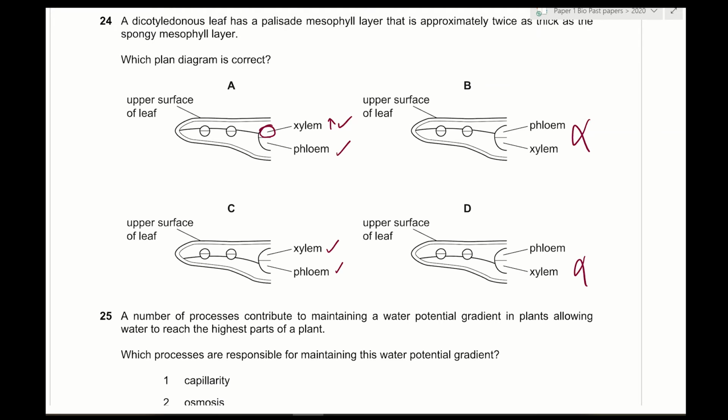Now, here it says that the palisade mesophyll layer is approximately twice as thick. Palisade mesophyll layer is the upper layer, so it's going to be thicker than the spongy mesophyll, which is at the bottom. If it's going to be thicker, then it would take more space. Therefore, C is going to be the correct answer.